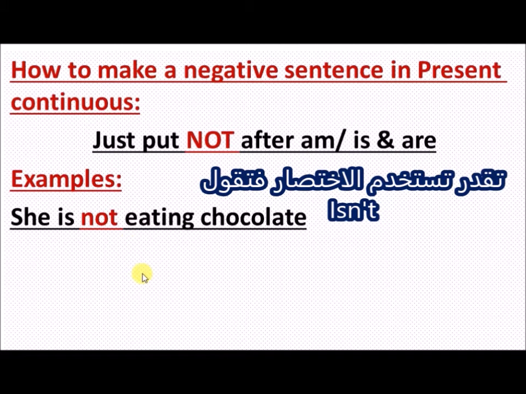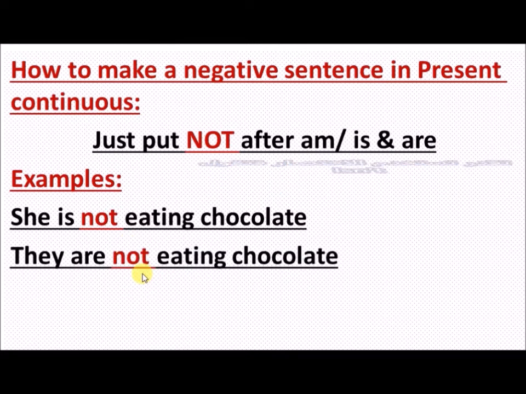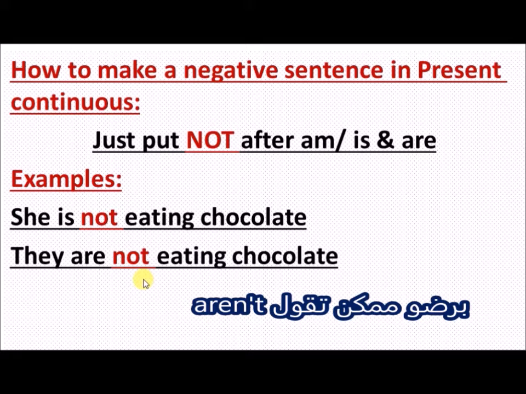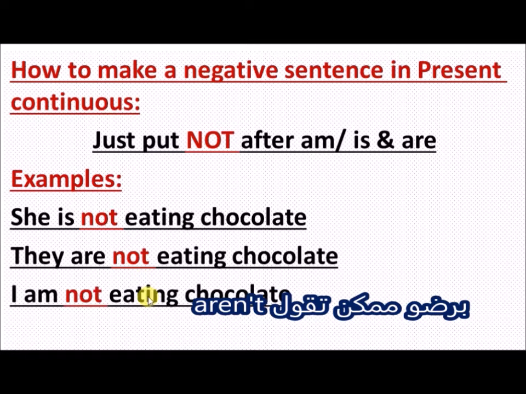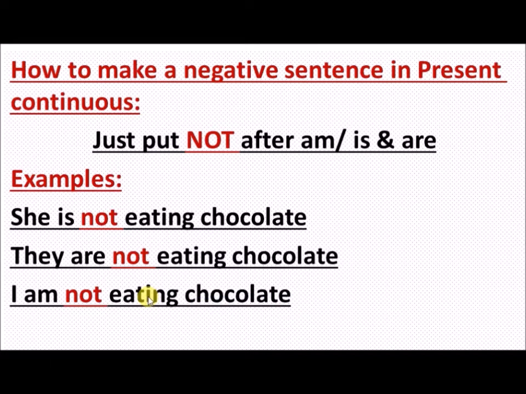She isn't eating a chocolate. They are not eating chocolate. They are not eating a chocolate. Again, we can say they aren't eating a chocolate. They aren't eating a chocolate. I am not eating a chocolate. So the negative sentence in the present continuous is very easy because we just insert not after verb to be.